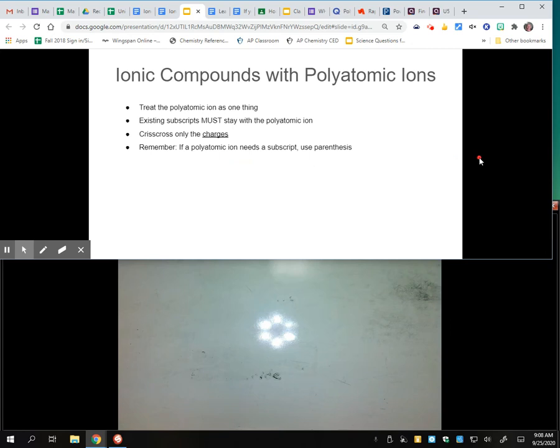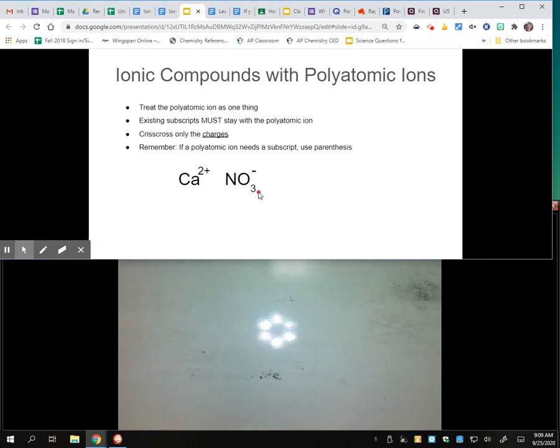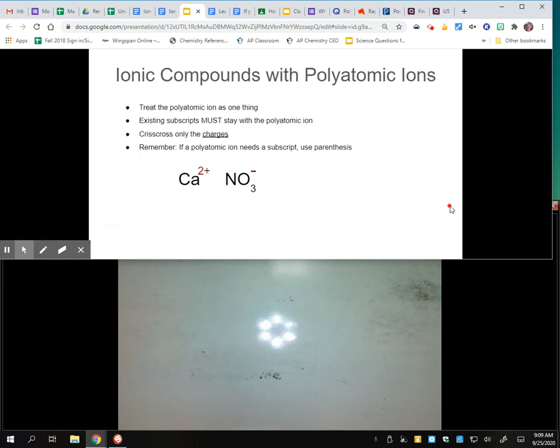So let's say I have calcium, and it's going to bond with nitrate. Nitrate has this existing 3 subscript. That should always stay intact. So I should always see an NO3 in our final formulas. You're never going to bust up a polyatomic ion, ever. All we're going to do is crisscross the charges. So here, the charges do not add up to equal 0, so I know I have to crisscross. And the only thing that's going to move there is that 2, and it's going to go to the bottom of the other ion, so in this case, nitrate.